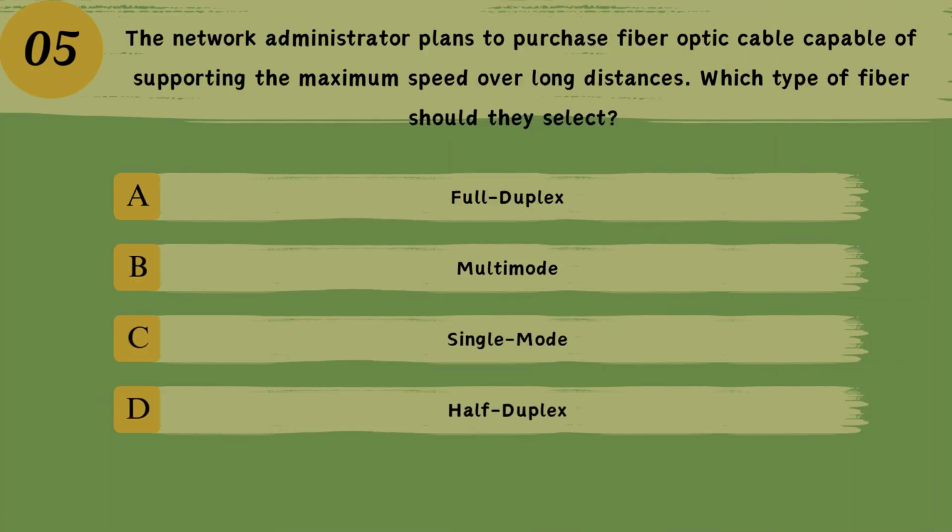Question 5. The network administrator plans to purchase fiber optic cable capable of supporting the maximum speed over long distances. Which type of fiber should they select? A. Full duplex. B. Multi-mode. C. Single mode. D. Half duplex. Correct answer, C. Single mode.